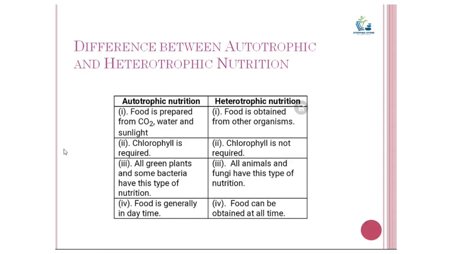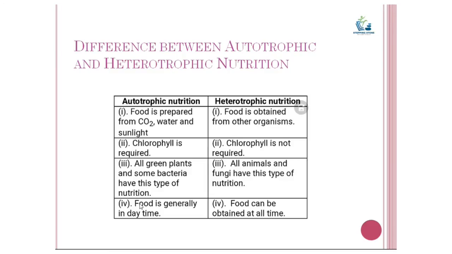Like in autotrophic nutrition, food is prepared from carbon dioxide, water and sunlight, whereas in heterotrophic nutrition, food is obtained from other organisms. So in autotrophic nutrition, you require chlorophyll, right? Photosynthesis is performed only when the plant has a pigment called chlorophyll. But in heterotrophic nutrition, chlorophyll is not required. Autotrophic nutrition is performed by some bacteria and all green plants, whereas heterotrophic nutrition is performed by all animals and some fungi.